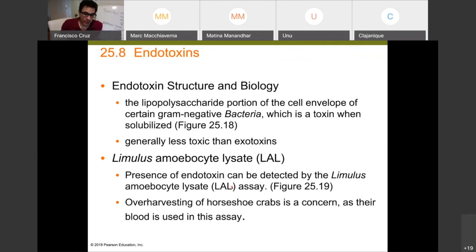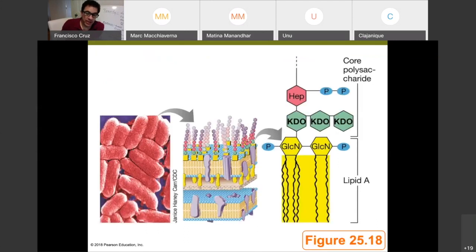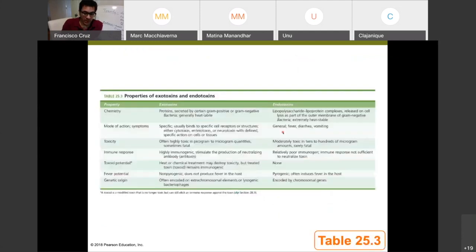I don't really care about this too much. It's a little interesting, but I don't have time to cover it. So just gram-negative bacteria have this LPS layer, and when presented to the immune system, it causes shock through the immune system. Okay.